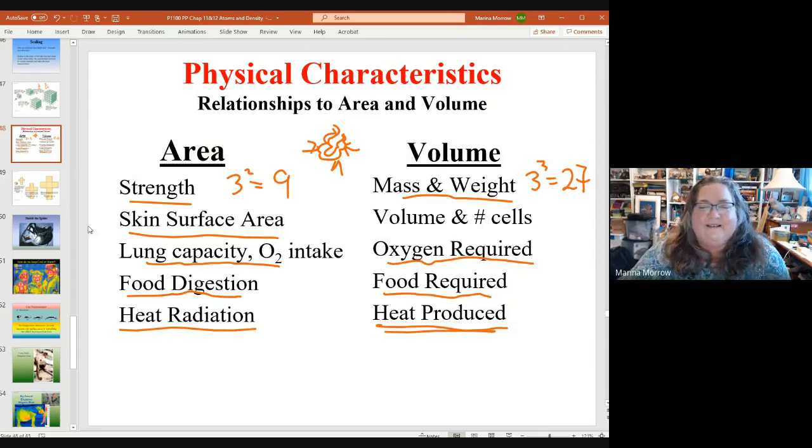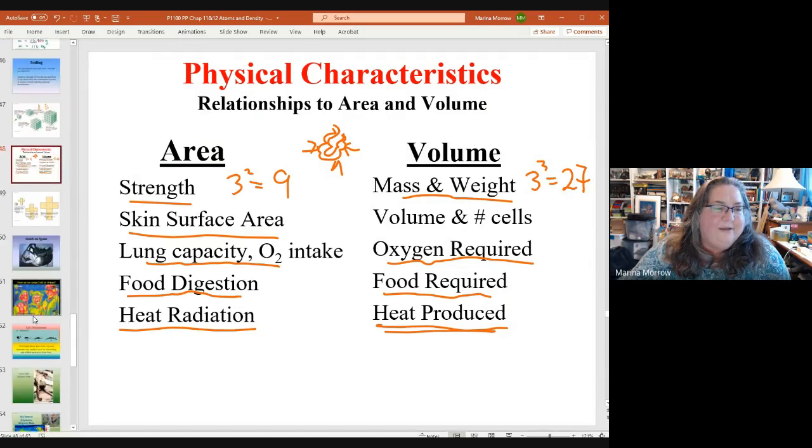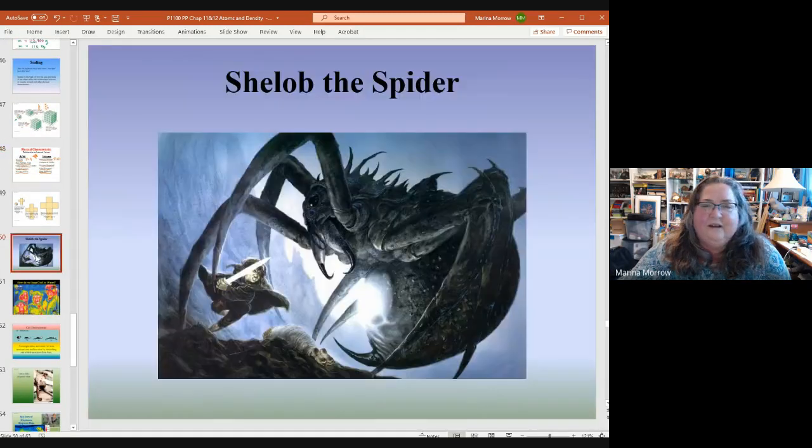So anyway, yes, the bodies of animals have to adjust. If they're small, they can get away with a lot of stuff. But if they're large, then these things have to be designed for larger animals. So this is why you will probably never actually find a giant spider, at least not one that looks like a traditional spider. The legs would have to be much thicker to carry the mass of the spider.